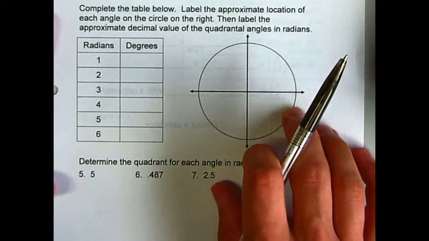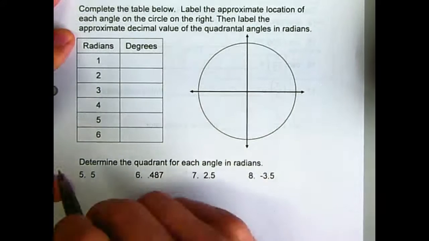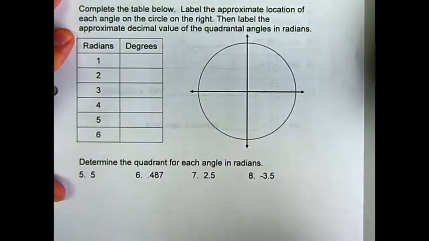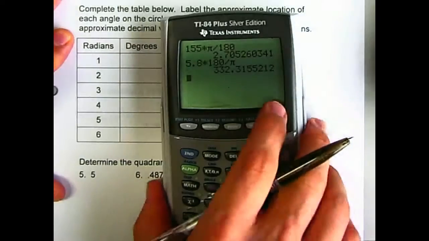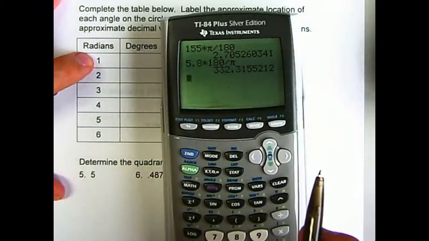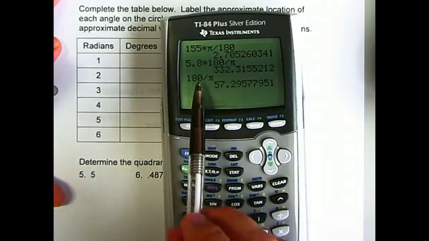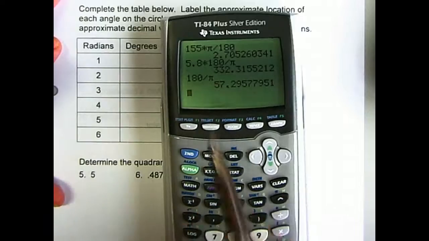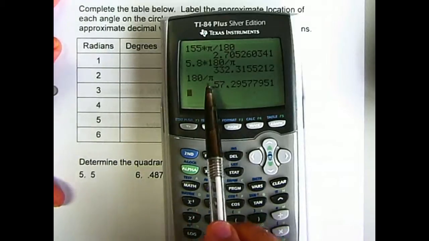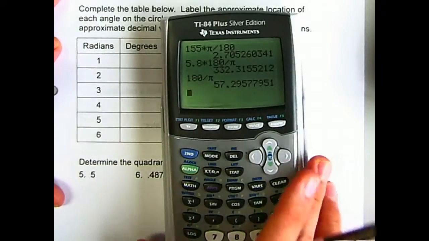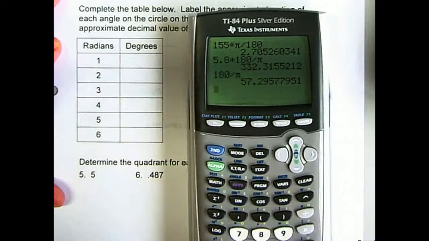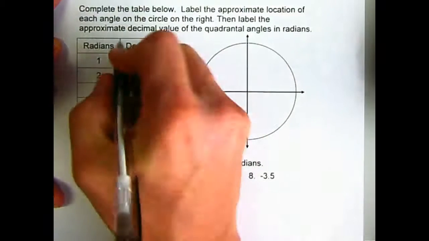Okay, so we're going to go and look at our circle. It's nice to have an idea of what 1 radian is. And we've done this in class before, but let's just go ahead and do it. So if I go 1 radian, I'm going to multiply that by 180 over pi. So 180 divided by pi. Remember pi is just a number. It's 3.14. So really, I'm dividing 180 by the exact value of pi, or approximately 3.14, and that gives me around 57.3 degrees.